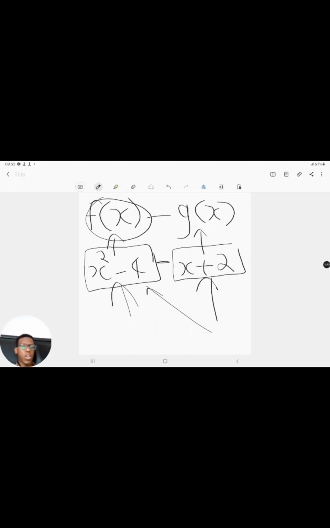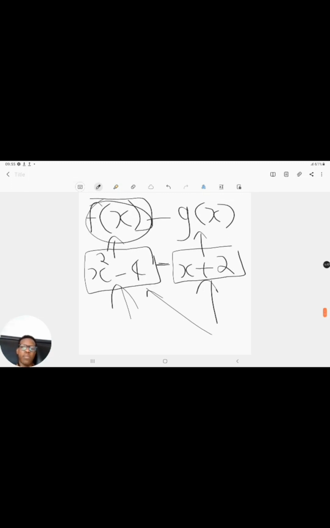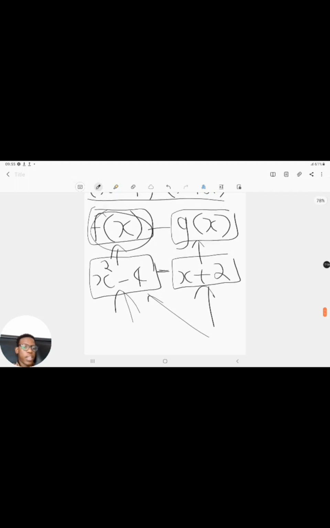So you see, they can do a lot of different things. The whole point of this is that this notation simply tells you the name of your function and the variable that it is made up of. Now they can even ask you questions like, if we give you f of x is equal to x squared minus 4, and we give you g of x, which is equal to x plus 2.